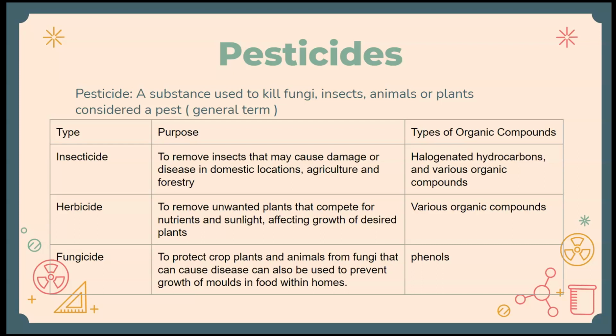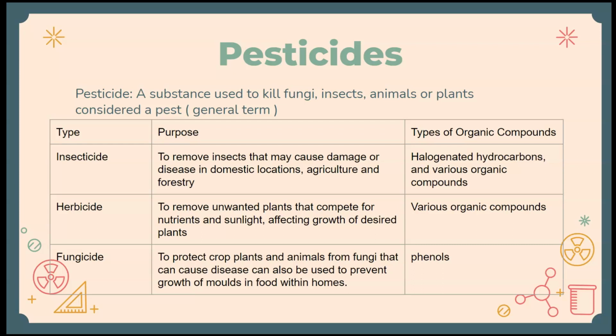So an insecticide is trying to remove insects that damage or cause disease in domestic locations, agriculture, or forestry. Herbicide is getting rid of weeds, or unwanted plants that compete for nutrients and sunlight. And then a fungicide is usually protecting crops and plants from fungi that can cause disease or mold growth on food.